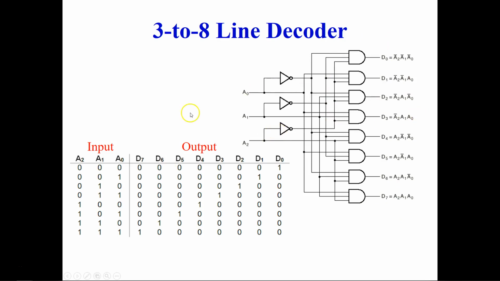So this is your 3 to 8 line decoder, and I would advise you to make this logic circuit in your notebook, so that you have practice of how this logic diagram can be made from a truth table.